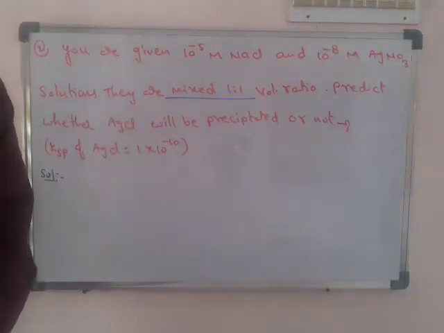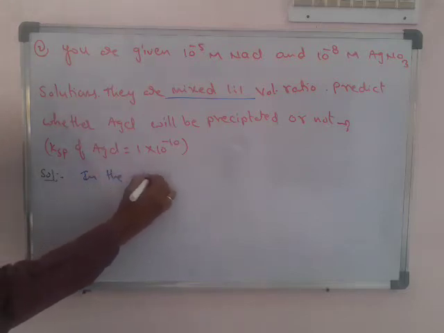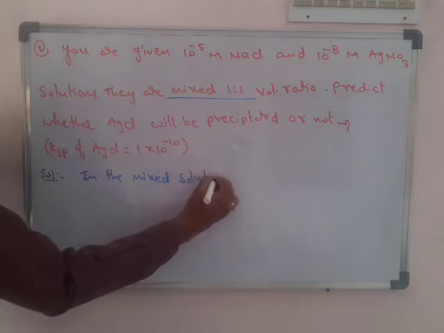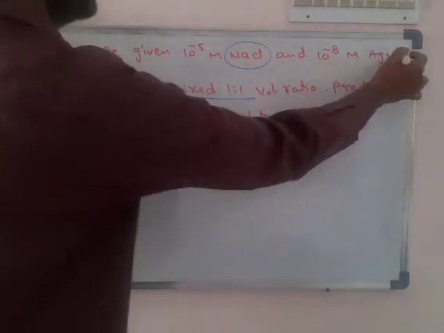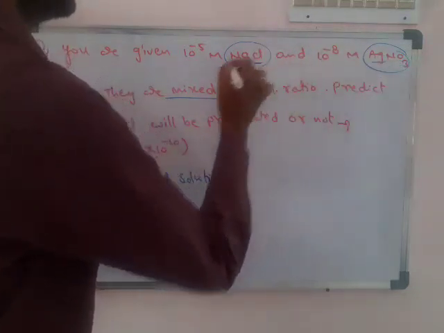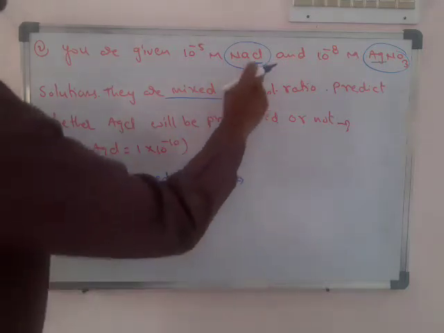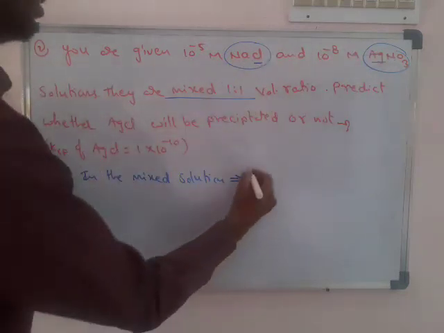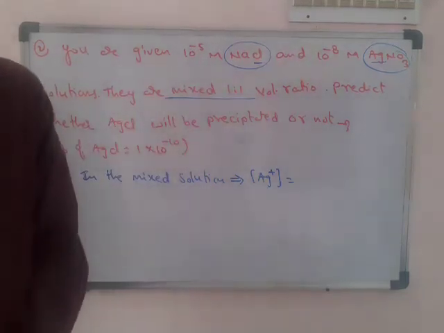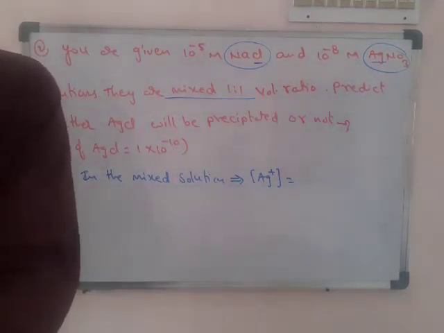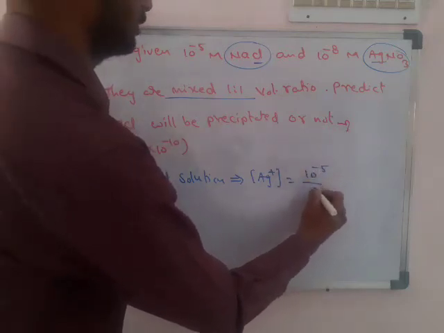So if equal volumes of solutions are mixed, in the mixed solution, there is a mixing of NaCl and AgNO3. So we know that there is a formation of sodium nitrate and silver chloride. We have to find whether precipitation of AgCl takes place or not. Means we must calculate the ionic product of Ag plus and Cl minus. So we have to calculate the concentration of Ag plus. The individual concentration of Ag plus is 10 to the power of minus 8. But in the mixed solution, its concentration will be halved.